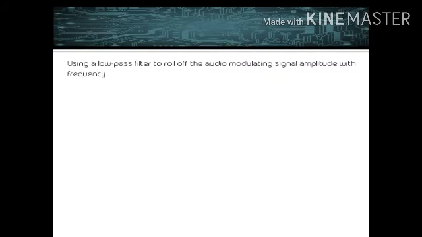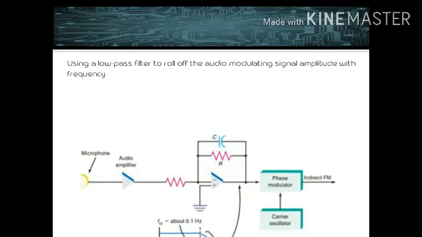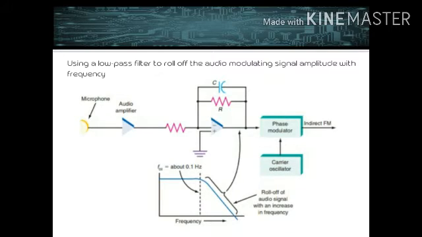Using a low-pass filter to roll off the audio modulating signal amplitude with frequency. Now for the illustration. For the first one, the microphone, and then going to the audio amplifier, and then roll off audio signal with an increase in frequency, then to the phase modulator with carrier oscillator, then the result is indirect FM.